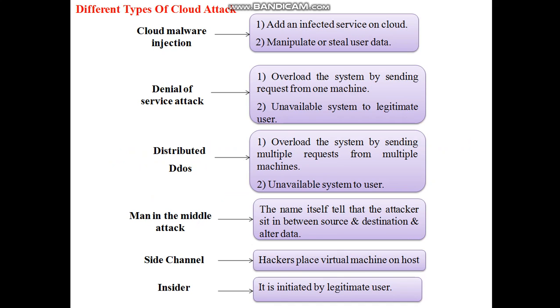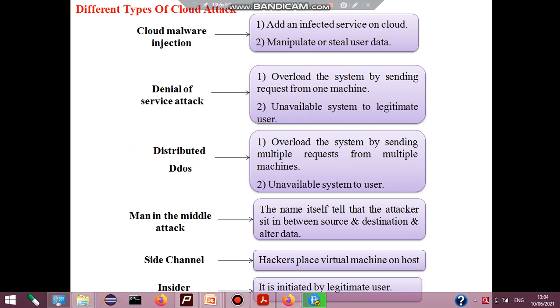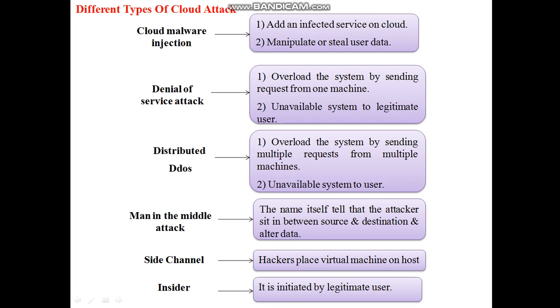We need to protect the data which is stored on the cloud, because a number of different types of cloud attacks happen. Here are some types of cloud attack. The very first is cloud malware injection, where the attacker infects the service on the cloud, and because of that they can manipulate or steal the user data.